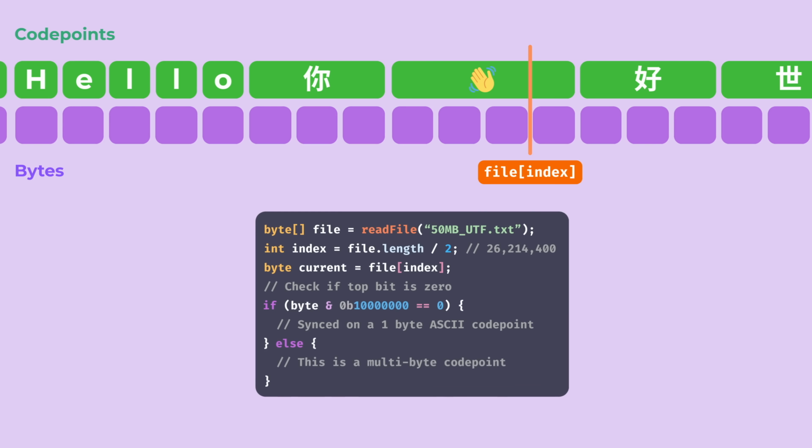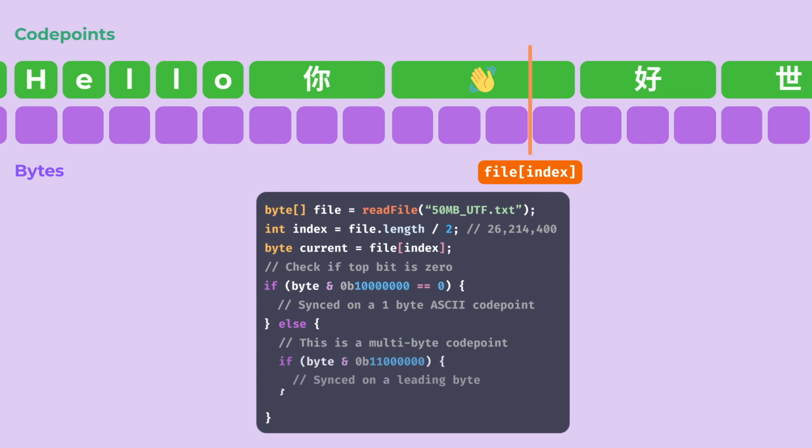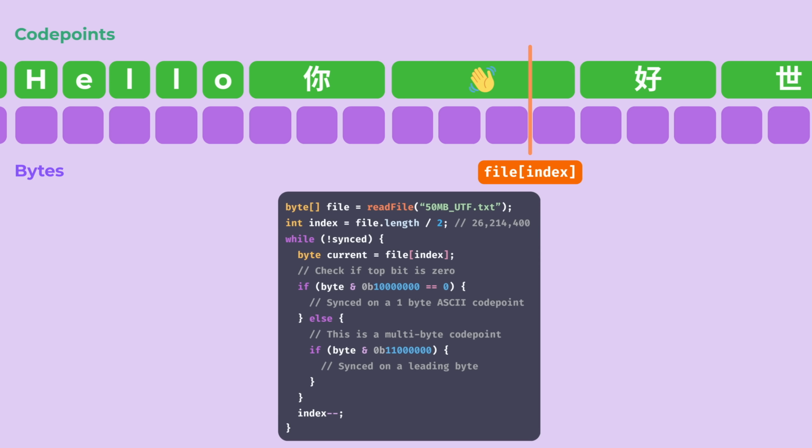If it isn't, we know that we're somewhere in a multi-byte sequence and we need to check the second highest bit. If bit 7 is also set to 1, we know we have the first byte of a multi-byte sequence and we're synchronized. Otherwise, we can just move to the previous byte in the sequence and do the same thing again. With a properly encoded file, we'll only ever have to seek a maximum of 3 bytes backwards before finding a sync point, because the widest possible code point is 4 bytes.